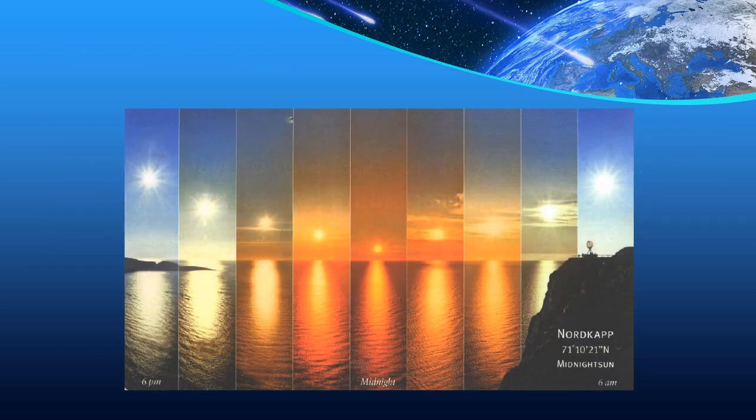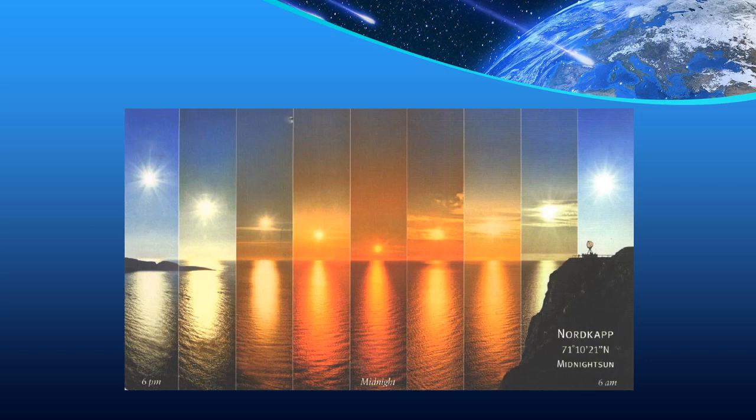Let's see the picture. The first picture is of the sun at 6 p.m. Then in between we have the sun at midnight. And the last one is the sun at 6 a.m. This is how the sky of Norway looks from mid-May to July, like it does not have a night. It's the region where the sun does not set.